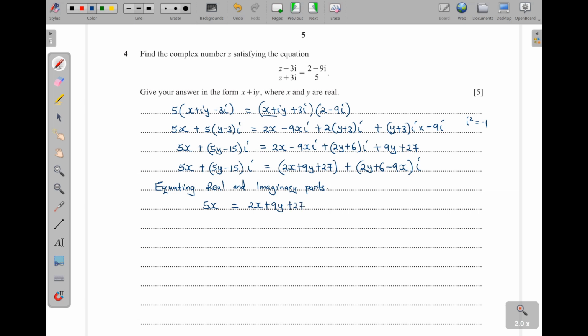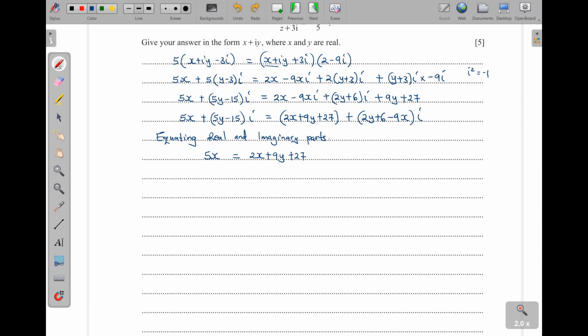Then we can actually simplify this, bring this one here. I can have 3 of x, then minus 9y, which is equal to 27. We can divide all through by 3, and then we get x minus 3y, which is equal to 9. That is equation 1. Then how about the imaginary parts? We have 5y minus 15, then is equal to 2y plus 6 minus 9x. You see that? Now, we bring everything this side, and we also form another equation.